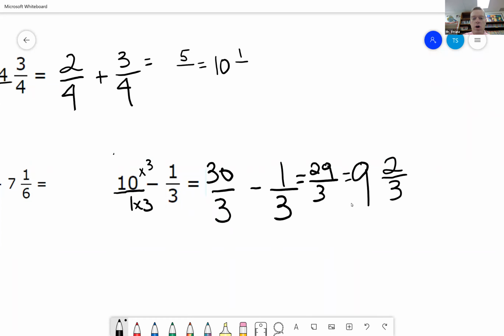Right, so there's a little tutoring there on adding and subtracting mixed numbers.